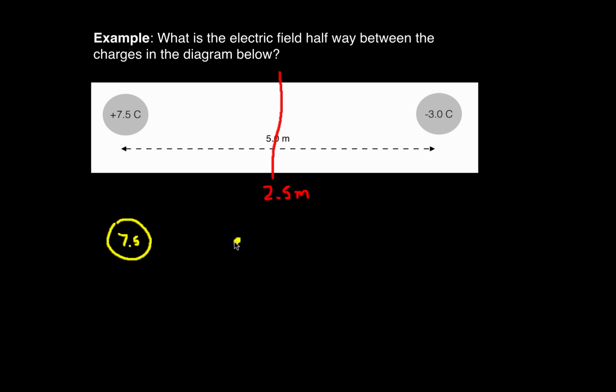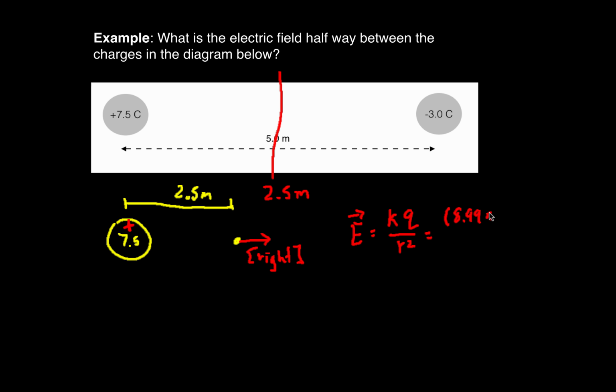We want to know the electric field at a point 2.5 meters away from the center of the 7.5 coulomb charge. We know that this is a positive charge, and electric fields point away from positive charges, so we know whatever magnitude we get, its direction is going to be to the right. So, electric field equals kq divided by distance from the charge squared. K is 8.99 times 10 to the 9. Q is 7.5. And the distance is 2.5.